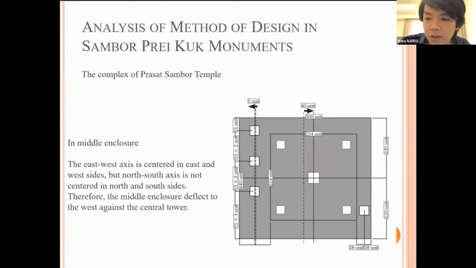About the middle enclosure of Prasat Sambor, the east-west axis is centered in the east and west sides, and the north-south axis is not centered in the north and south sides. Therefore, the middle enclosure deflects to the west against the central tower.